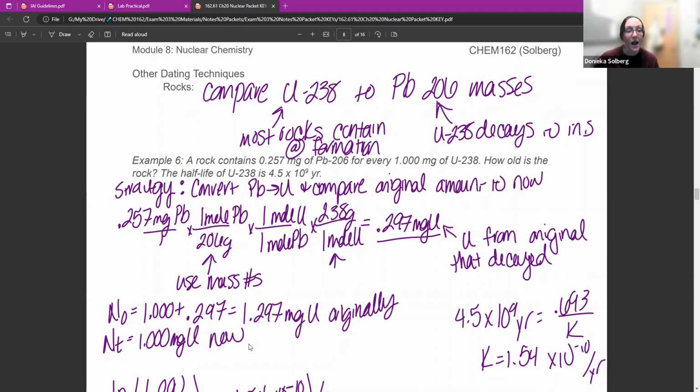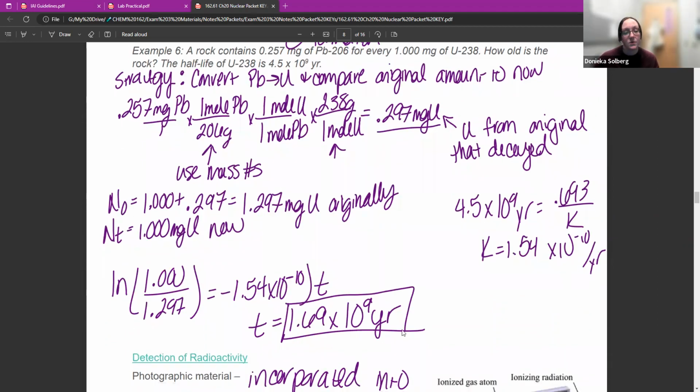Notice it has not decayed by half, so it is not going to be 4.5 times 10 to the 9th years. But now that I have the amounts, I can plug those in and solve, and I get that it's 1.69 times 10 to the 9th years old. All right, so convert the lead into uranium, add that to the amount there is now. So we have the original amount of uranium, the full amount of uranium, and then compare that to what we have now.